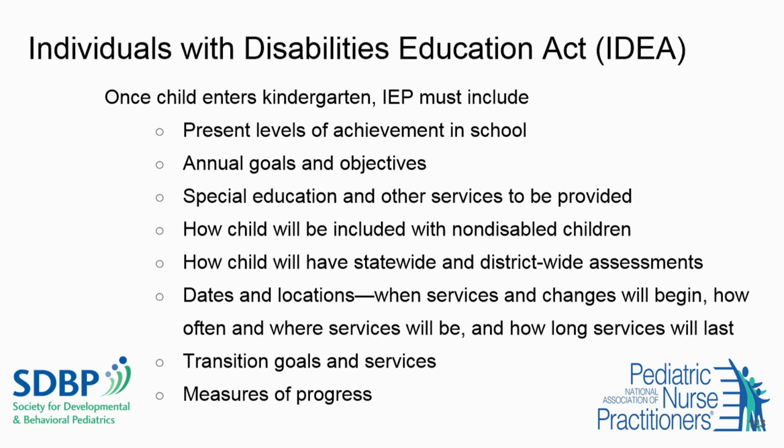It will mention what special education services and other treatments will be provided, how the child will be included with children who do not have their diagnosis, and how they're going to participate in statewide and district-wide testing, because that's one thing that can really throw kids off a lot: standardized testing. It'll talk about when the services will start, when changes will begin, and how long services will last. It's very specific for that. Again, it's going to mention transition goals and services and how they're going to measure progress.